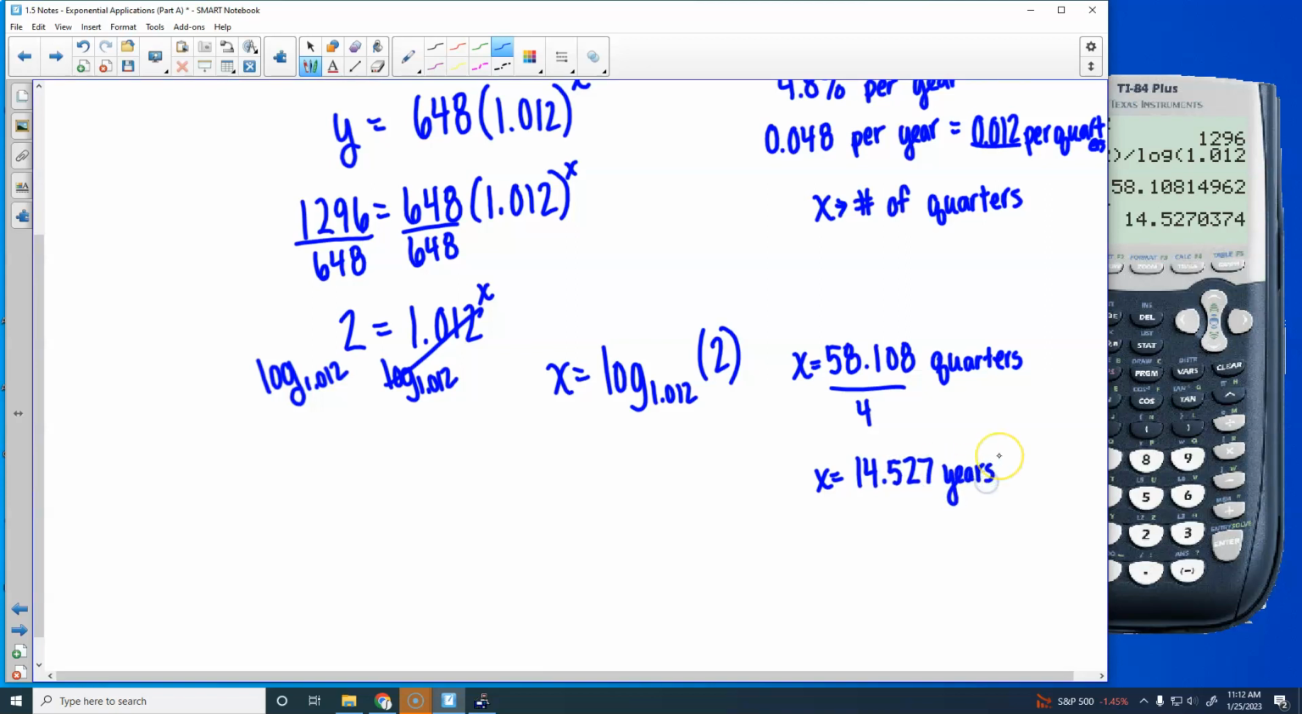Which is pretty cool. It takes your money the same amount of time to double, no matter how much money you have. So if you put $1 in this account and leave it there for 14.527 years, you would have $2 at the end of that time. So you have doubled your money. Your increase percentage-wise is the same as somebody who put $1 million in the account, waited 14.527 years, and then got $2 million out. It takes the same amount of time to double.